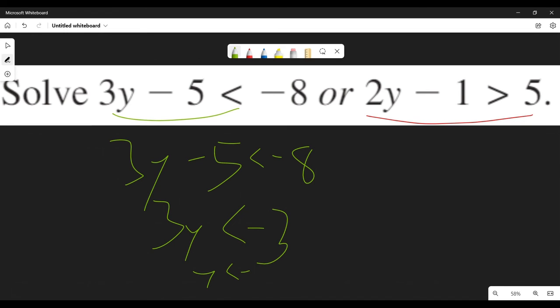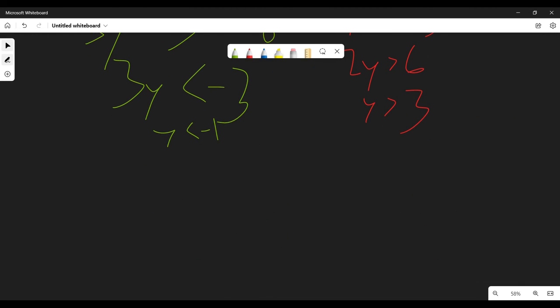Y is less than -1. Now to solve the red one, you have 2y minus 1 greater than 5, so 2y is greater than 6, and y is greater than 3. Since it's an "or" situation, when you write these together, you just write y is less than -1 or y is greater than 3.